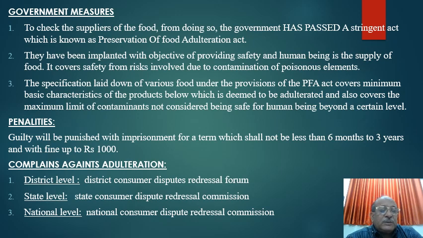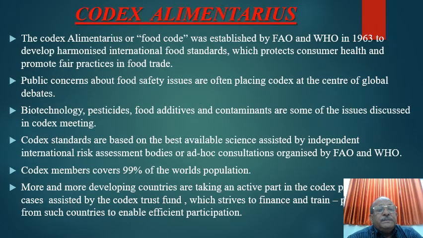From the penalties point of view, a guilty person will be punished with imprisonment for a term which shall not be less than 6 months, up to 2 or 3 years, and a fine up to 1,000 rupees. Complaints regarding adulteration can be given at district level, state level, and of course national level.